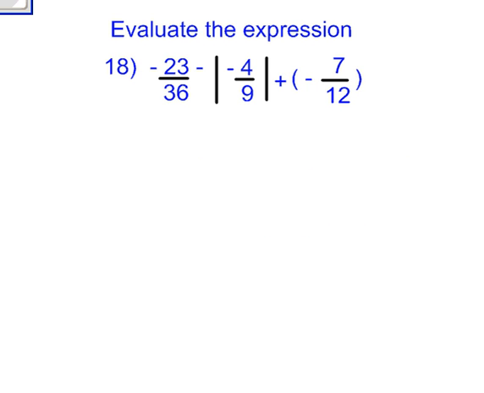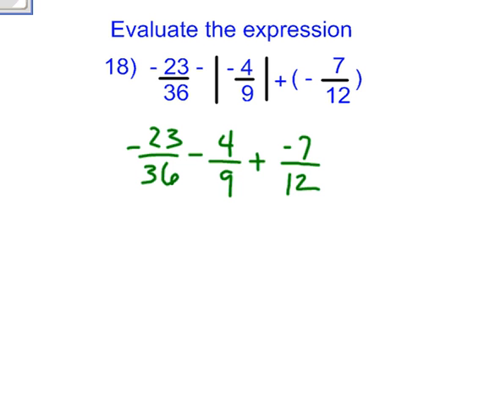Here is 18. Negative 23 over 36 minus the absolute value of a negative 4 over 9 plus the negative 7/12. The first thing that I'm going to do is rewrite this as a negative 23 over 36 minus, and then we'll do this absolute value, which is the distance to 0, which would be just 4/9, plus a negative 7 over 12. Now we need to get a common denominator, and our common denominator is going to be 36.